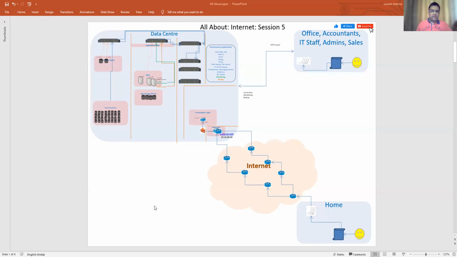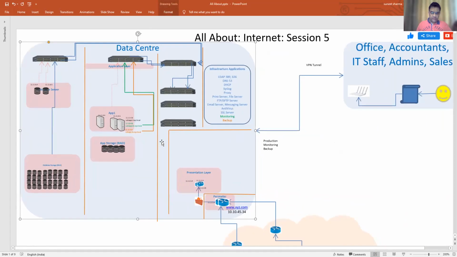We started with a user who wants to access the website, and we understood that he will have a home Wi-Fi router, and then there will be the ISP network, the internet, and the data center. In the data center, we will have different zones, and in different zones we are going to keep different devices, different servers, routers, and switches. So we made this. Let's zoom in on it.